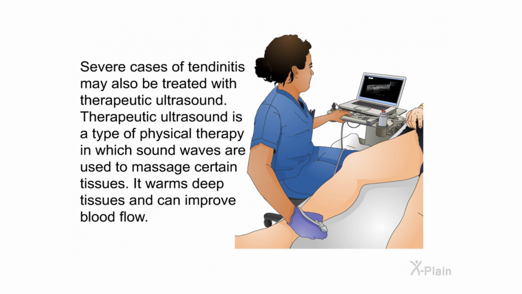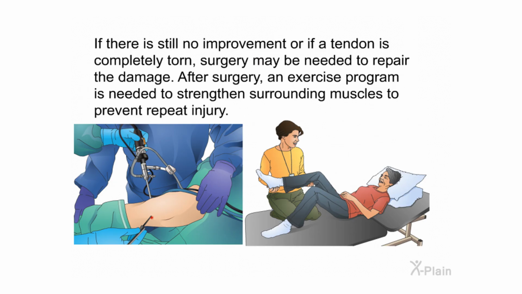Severe cases of tendinitis may also be treated with therapeutic ultrasound. Therapeutic ultrasound is a type of physical therapy in which sound waves are used to massage certain tissues. It warms deep tissues and can improve blood flow. If there is still no improvement or if a tendon is completely torn, surgery may be needed to repair the damage. After surgery, an exercise program is needed to strengthen surrounding muscles to prevent repeat injury.